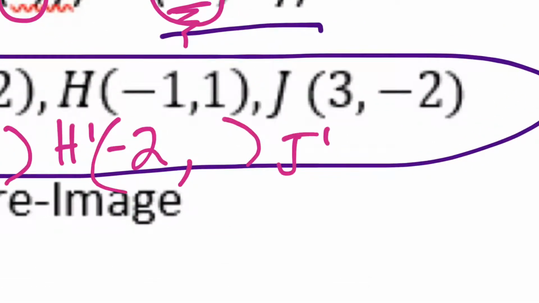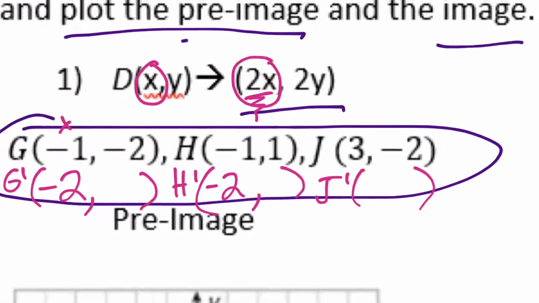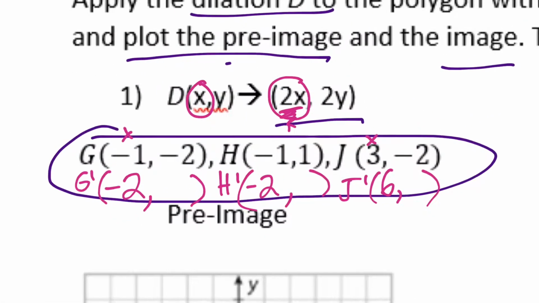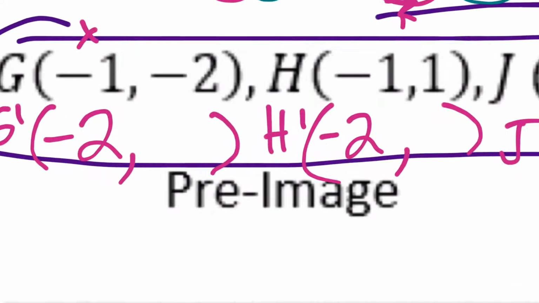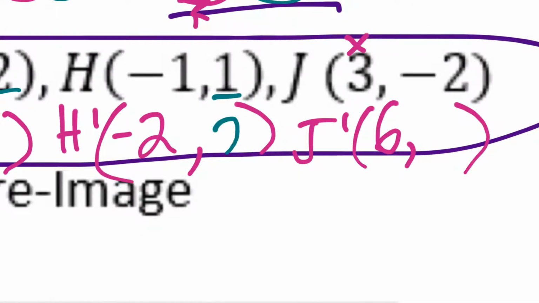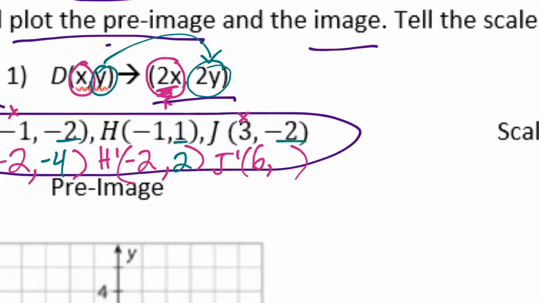And if I do the same for j prime and I multiply the x value by 2 again, I'm going to get 6. Now for the y value, it's telling me I have to go from y to 2y, so I'm multiplying by 2. So if I multiply negative 2 by 2, I get negative 4. If I multiply 1 by 2, I'm going to get 2. And if I multiply negative 2 by 2, I'm going to get negative 4.